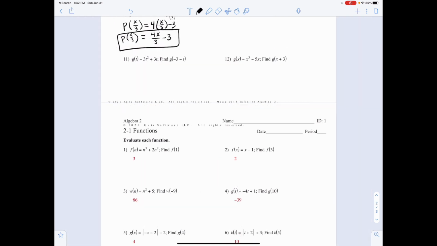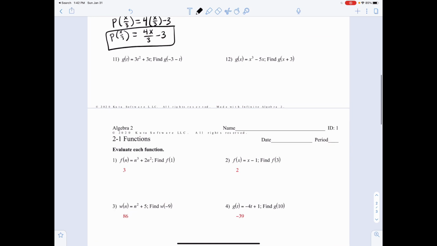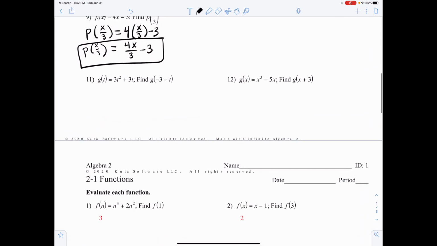And then 11. All right, number 11, we need to plug in -3 minus t instead of just t. So we're going to write g at -3 minus t equals 3, and then instead of times 3 squared, t squared, we're going to get -3 minus t squared. And then instead of just t here, we're going to do -3 minus t. Okay, so I need to show all this work.